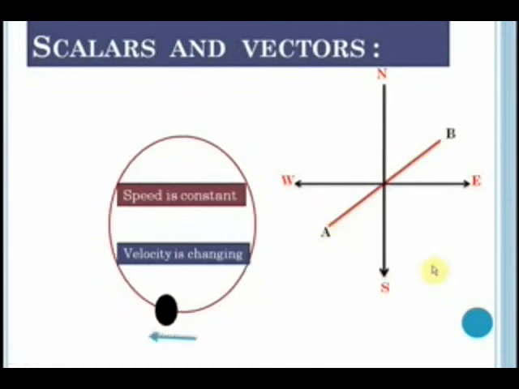So this is the basic difference between scalar quantities and vector quantities. A scalar quantity does not have a direction, while a vector has a direction. Examples of scalar quantities could be mass, speed, distance, temperature, and so on. While examples of vectors could be velocity, displacement, area, and so on.